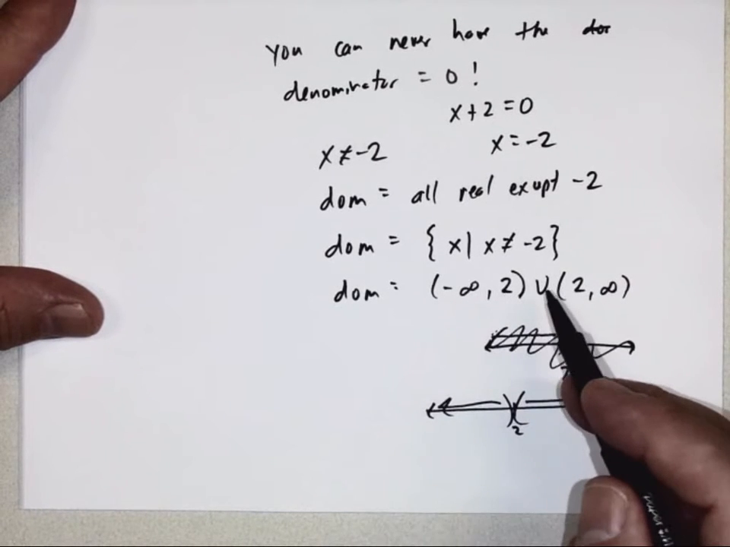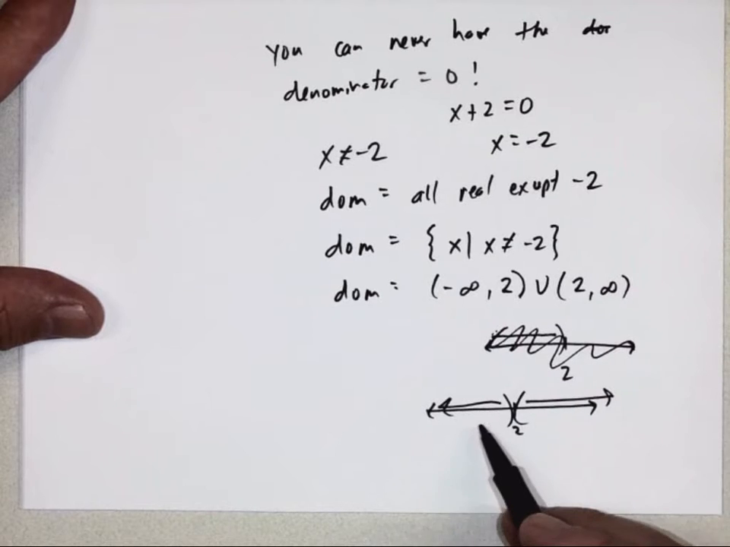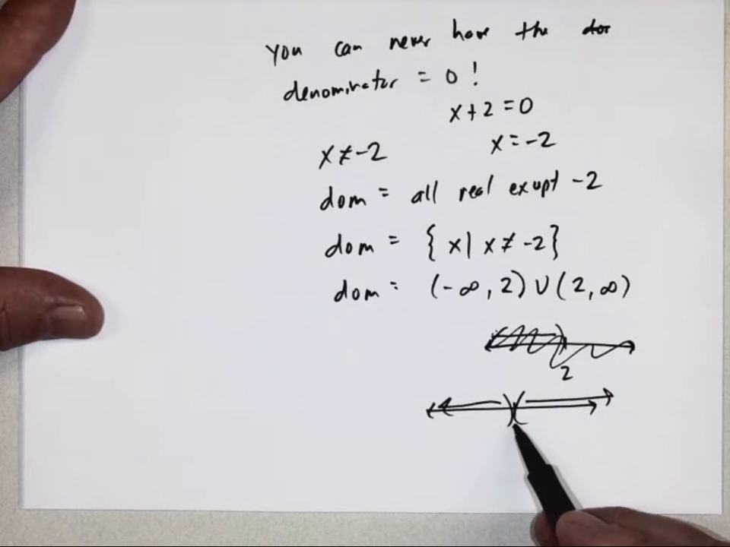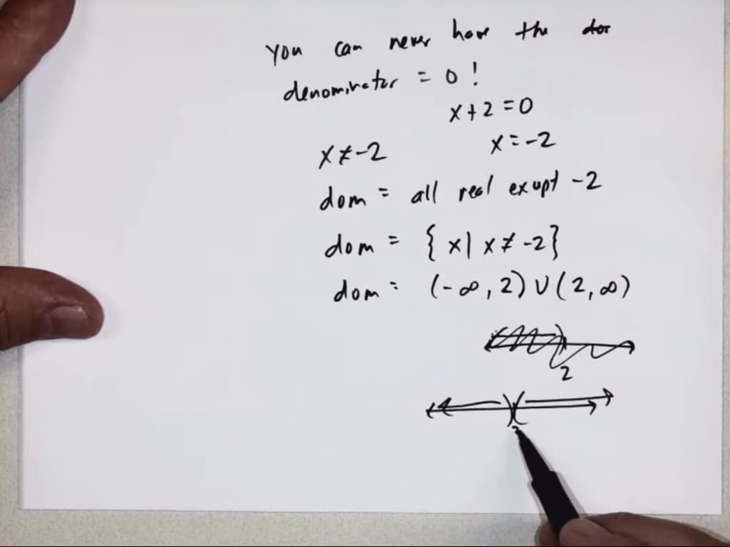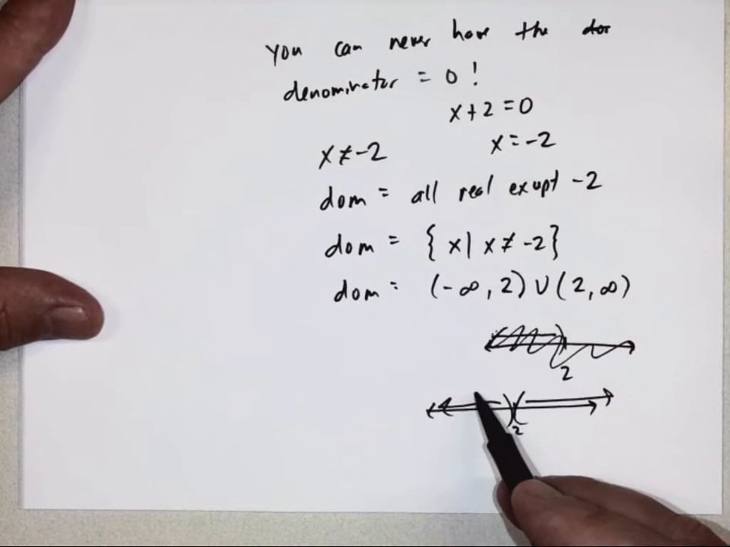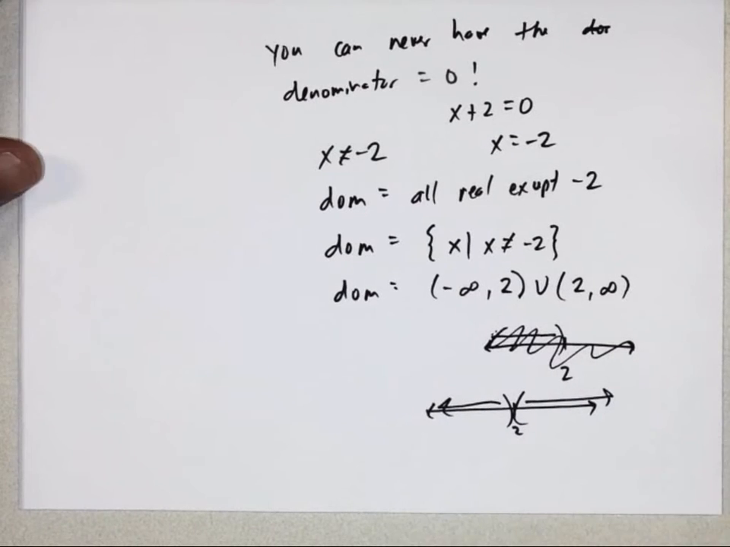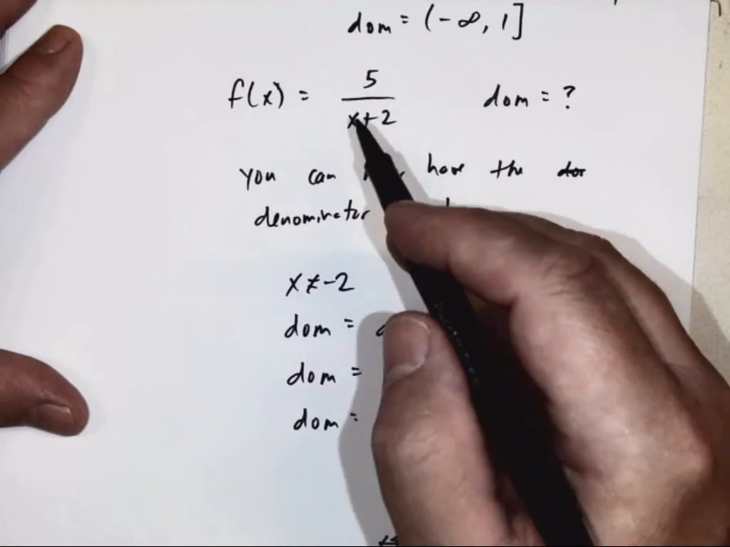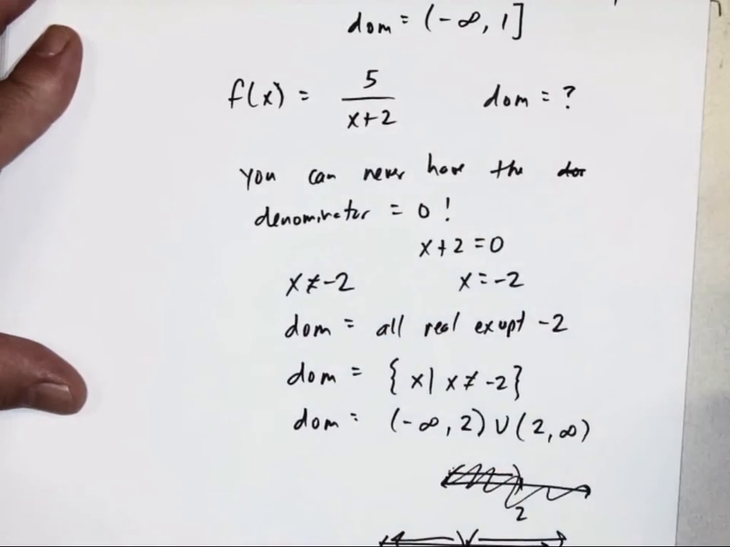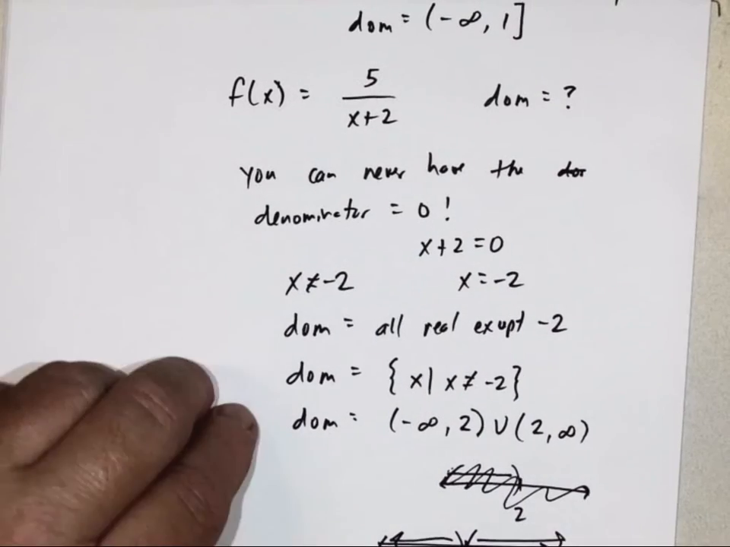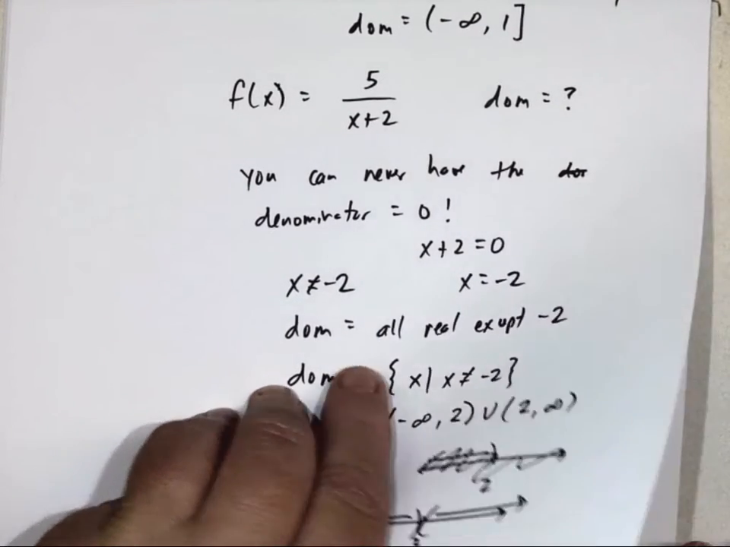Negative infinity to 2, union with 2 to infinity. It's almost like I have to skip the 2. My domain is everything on both sides of the 2. How do I skip the 2? I union this interval with this interval. So it's pretty easy to see when you look at this function right away. You just say, you know what? I've got to make sure that x can never be equal to 2, and you go from there. Let's do a couple other examples.